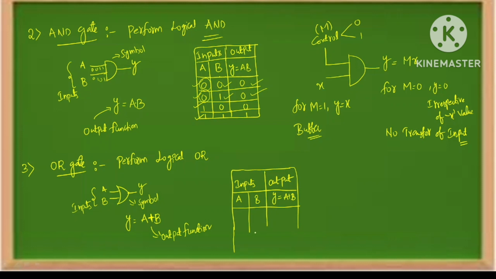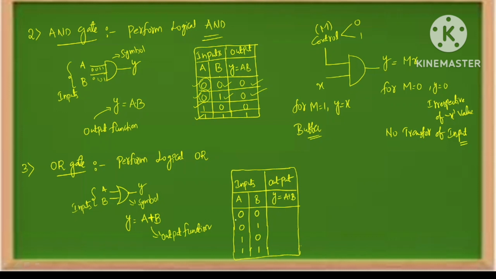With two inputs, how many possible combinations are there? 0, 0 is one possible combination. 0, 1 is another. 1, 0 is the third. 1, 1 is the fourth. These are the four possible combinations for the inputs, right?